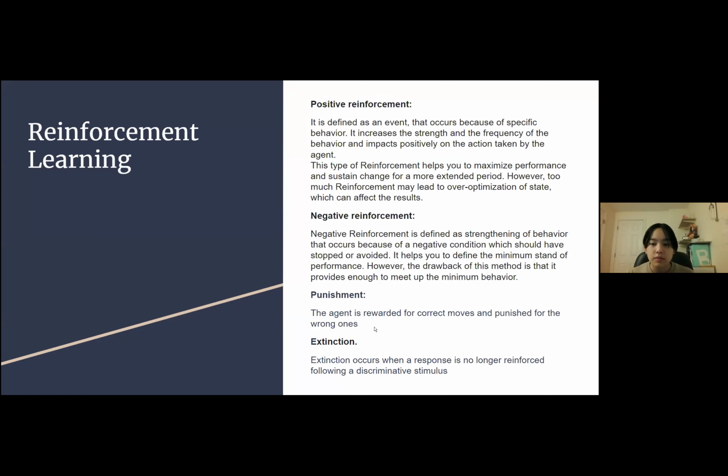There's negative reinforcement, which is defined as strengthening of behavior that occurs because of a negative condition which should have been stopped or avoided. It helps you to define the minimum standard of performance. However, the drawback of this method is that it provides just enough to meet the minimum behavior. Punishment, which is where the agent is rewarded for correct moves and punished for the wrong ones. And extinction, which is when a response is no longer reinforced following a discriminative stimulus.